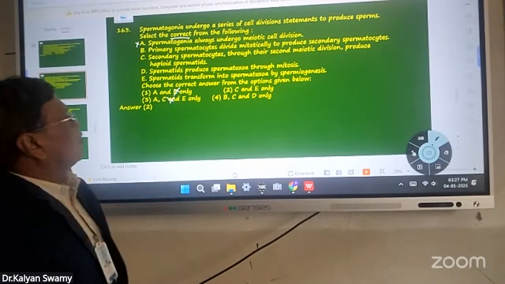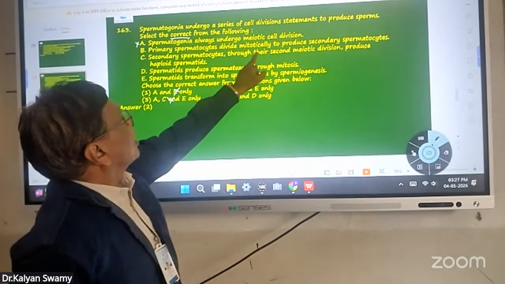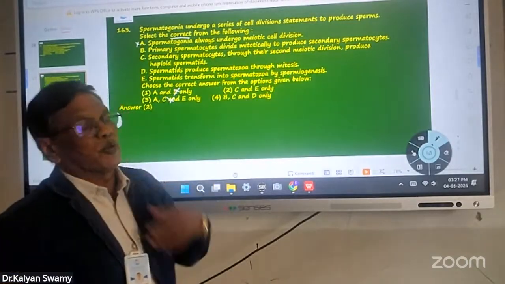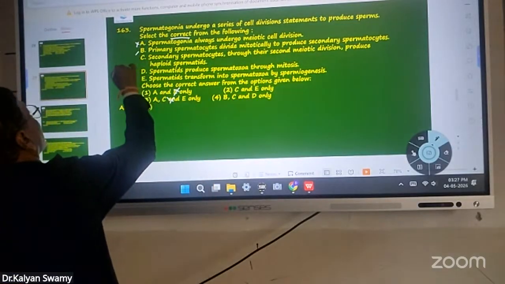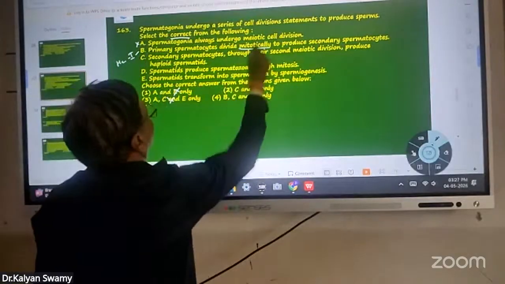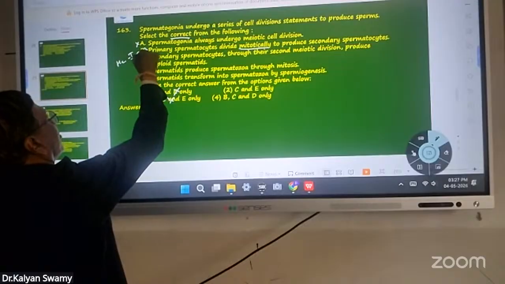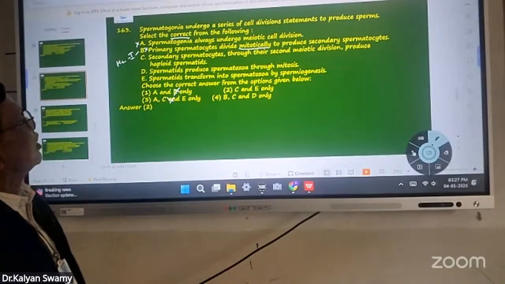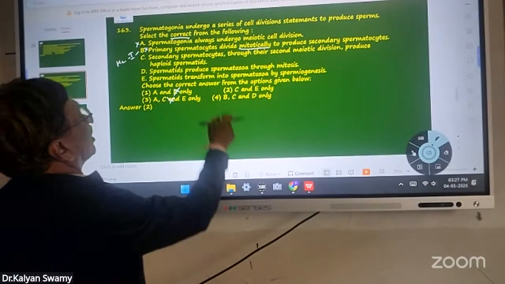Primary spermatocytes divide mitotically to produce secondary spermatocytes. Here, meiosis one takes place, so mitotically is wrong. Then you can strike out this, and which are correct? B, C, D.